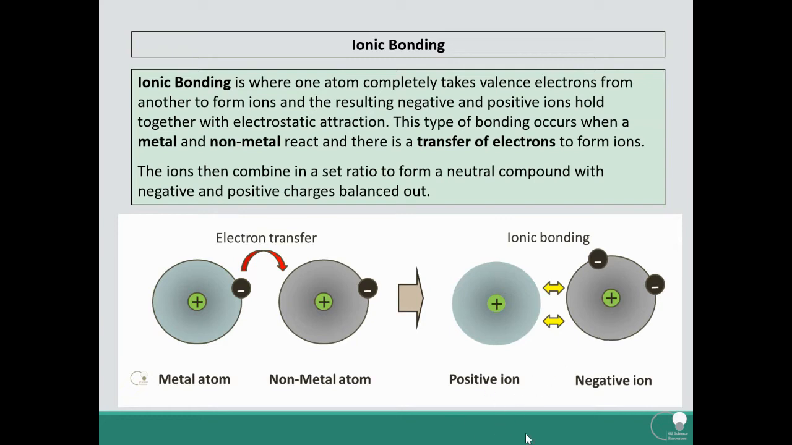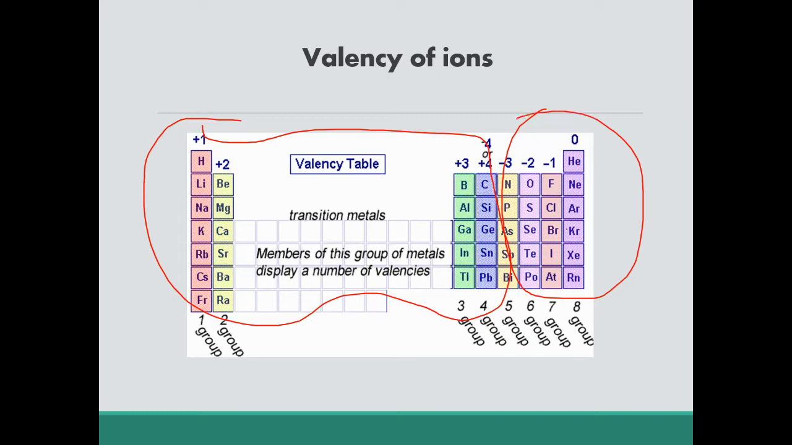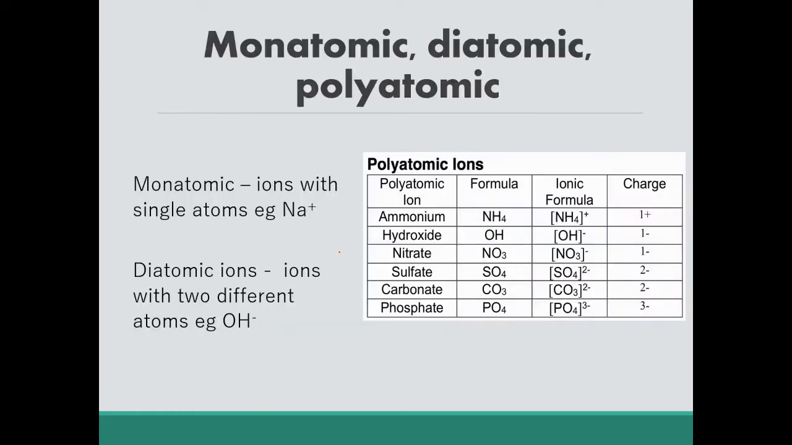So you can have the electron transfer between a metal atom and a non-metal atom, and then you end up with a positive ion and a negative ion. The positive ions are on the left side of the table, and they're all our metals that form positive ions. All our non-metals have negative valence because they gain electrons to form negative ions, whereas metals, these are all metals on this side, lose electrons to form positive ions.